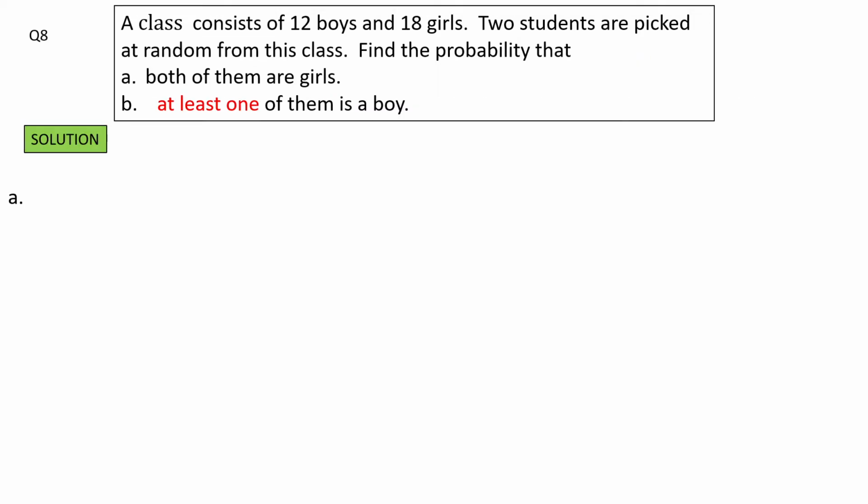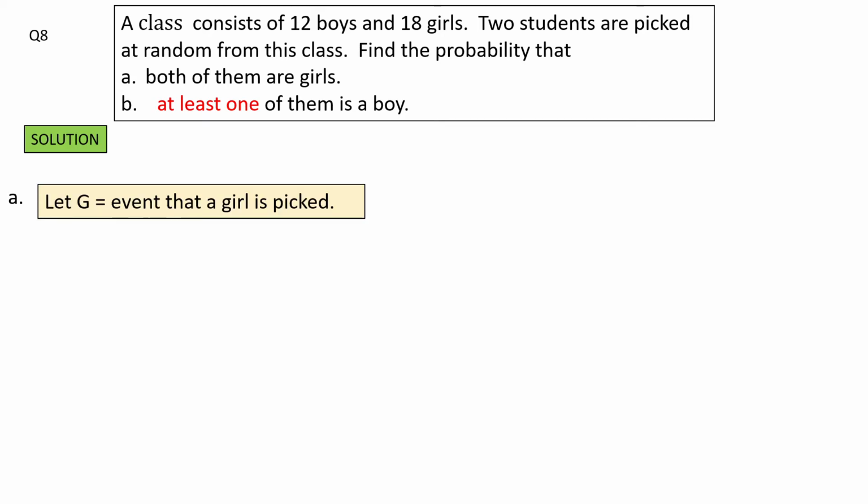Question 8. A class consists of 12 boys and 18 girls. 2 students are picked at random from this class. Find the probability that both of them are girls. Okay, let's define the events. Let G be the event that a girl is picked.